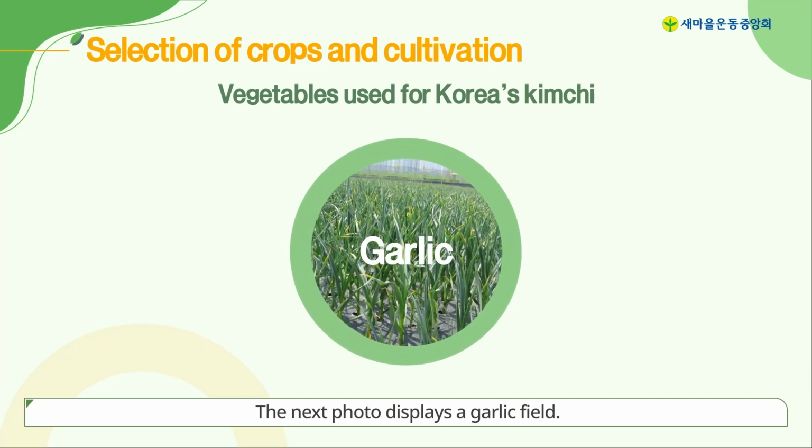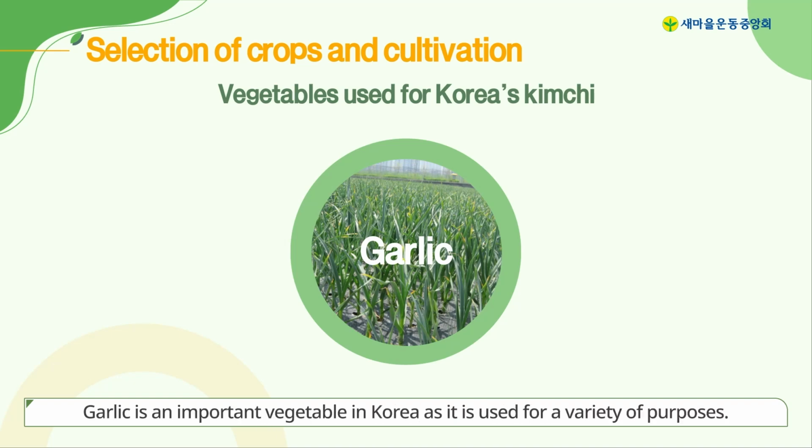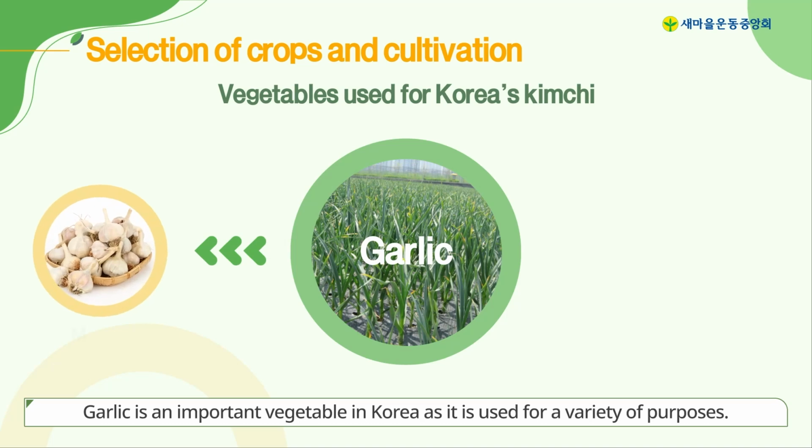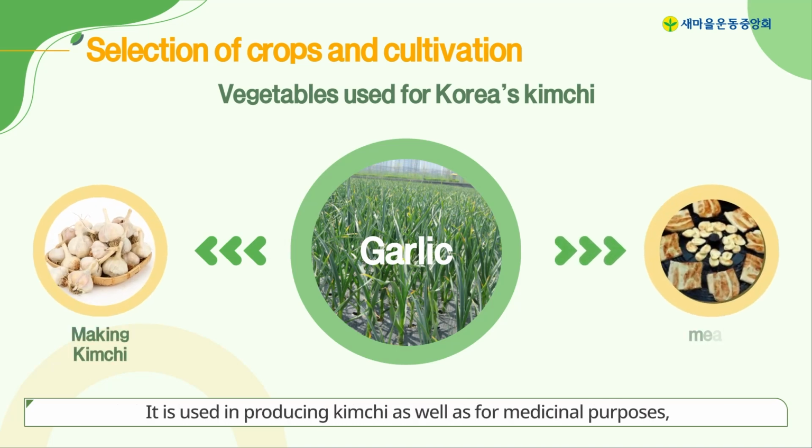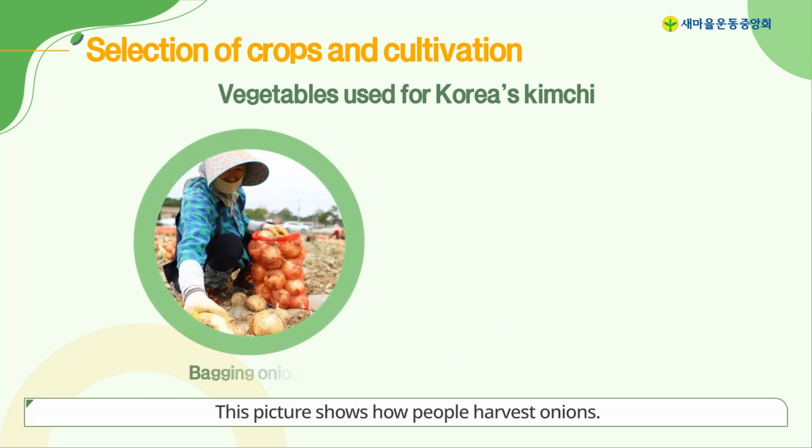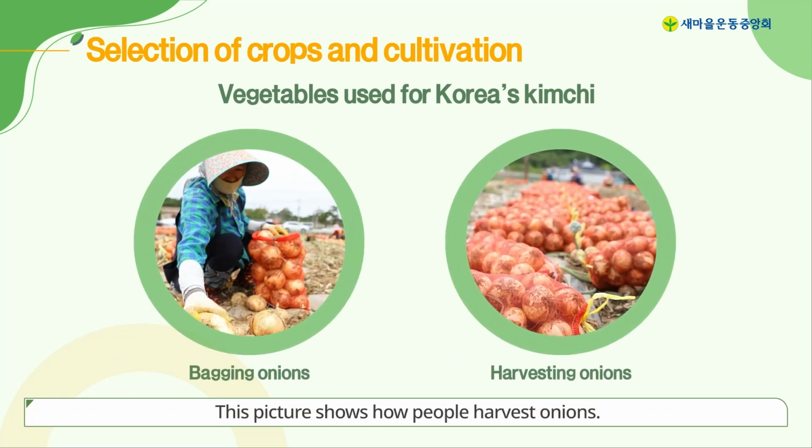The next photo displays a garlic field. Garlic is an important vegetable in Korea as it is used for a variety of purposes. It is used in producing kimchi as well as for medicinal purposes, and it is consumed with meat. This picture shows how people harvest onions. Onions are used in kimchi and many other dishes.